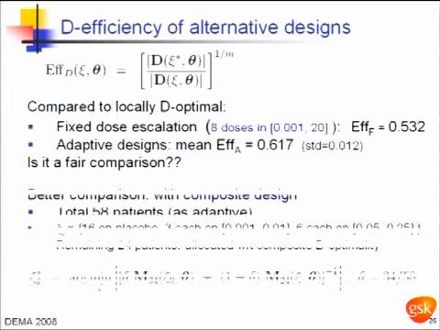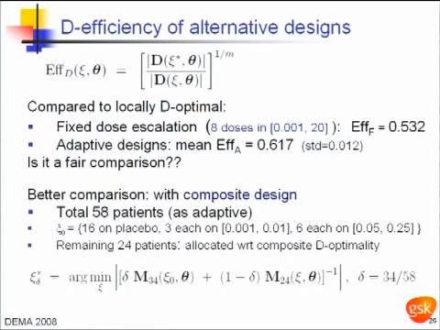Probably not, because for the adaptive design, we always have patients on placebo and very low doses, while locally optimal immediately starts from good doses closer to the right end. So it's much better to compare the adaptive design with the so-called composite design.